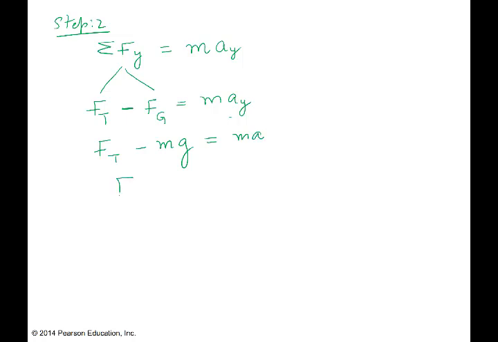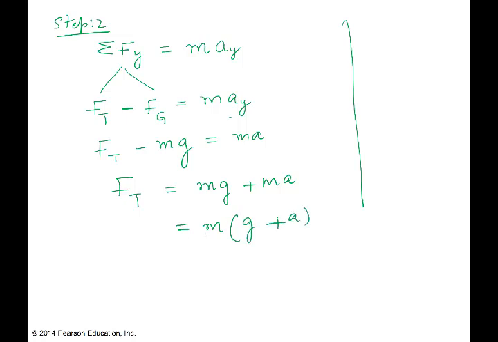Our job here is to find Ft. So adding mg on both sides, we get Ft equals mg plus ma. You can either substitute all the values here, or you can make it a little bit easier for yourselves by taking m common and just writing it this way.